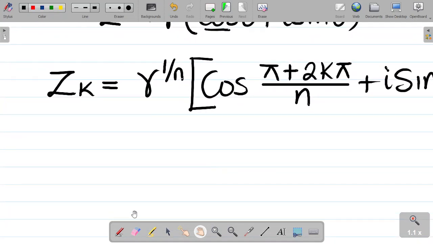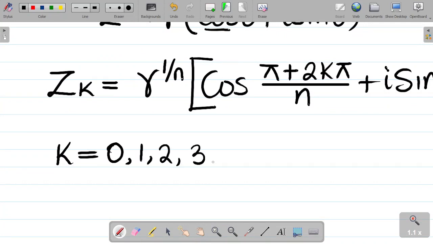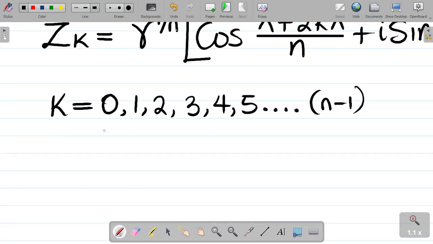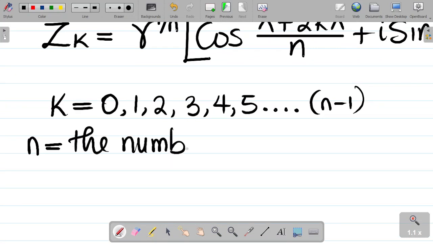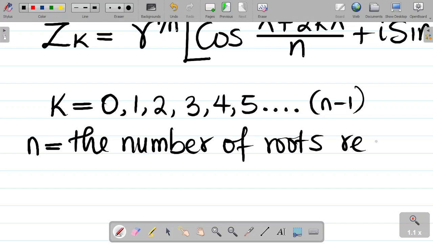Now what does each thing represent? Let's start with k. Now k is simply numbers starting from 0, 1, 2, 3, 4, 5, and ranges up to n minus 1. So k starts from 0 and ends at n minus 1. Now, what exactly is n? n is equal to the number of roots required. So n is the number of roots required.